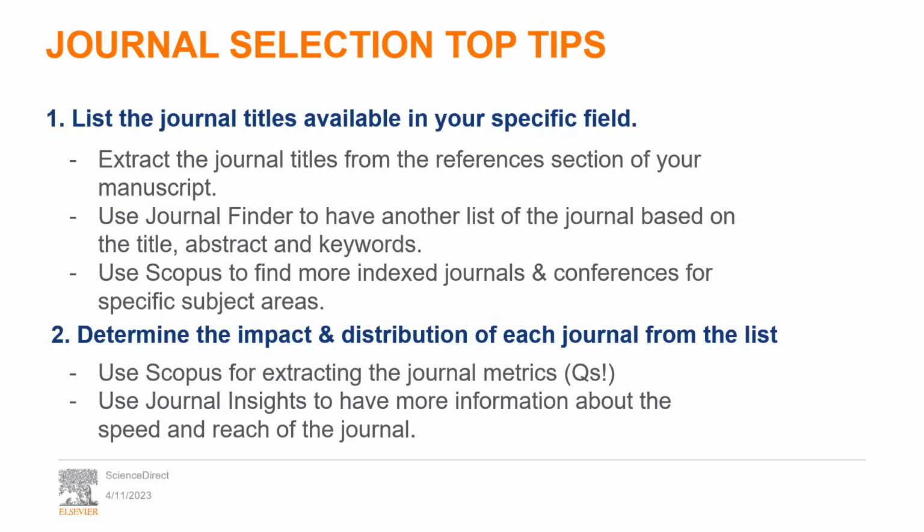Step number 2 is to determine the impact and the distribution of each journal from the list. After having the list, I need to order that list, and the ordering is based on my interest. If I'm looking for a high quality journal, this is my first priority. So I need to order all the lists I have combined based on the quartile and based on the quality of the journal.